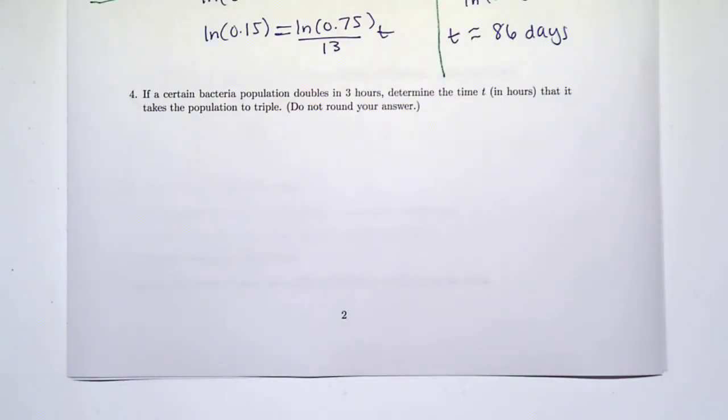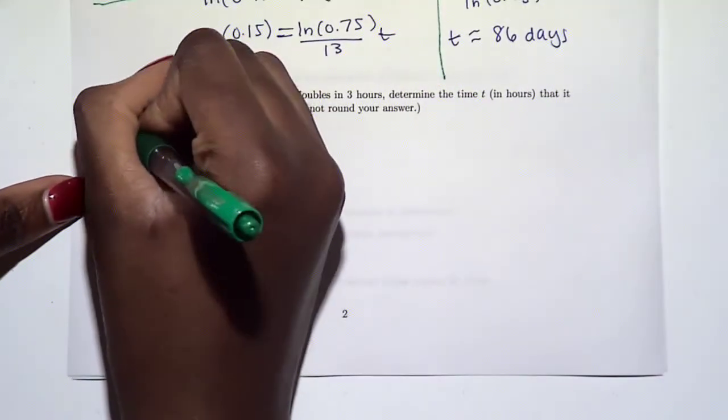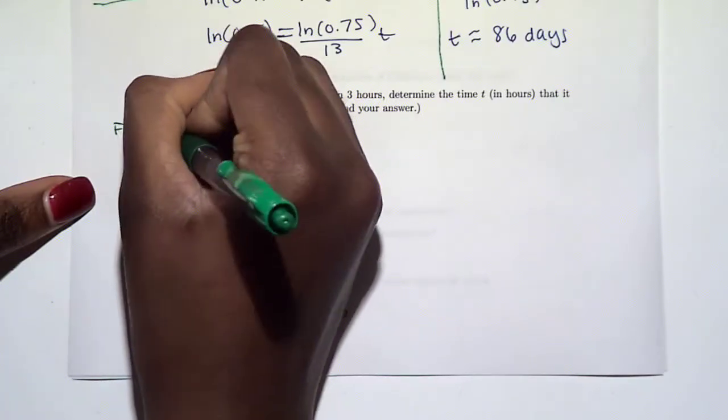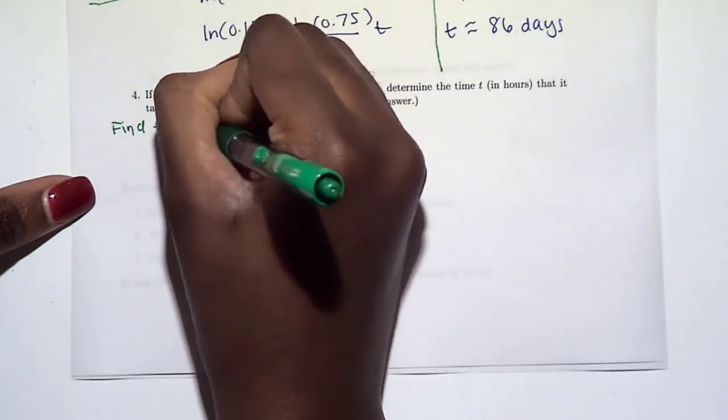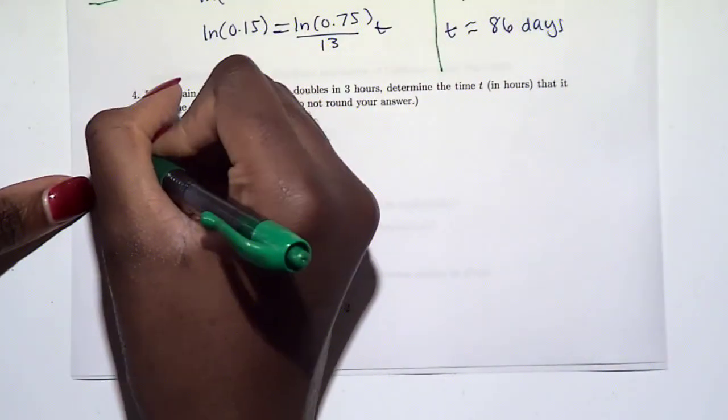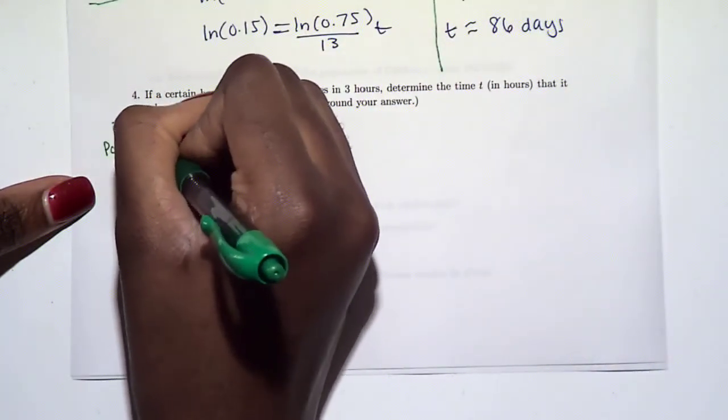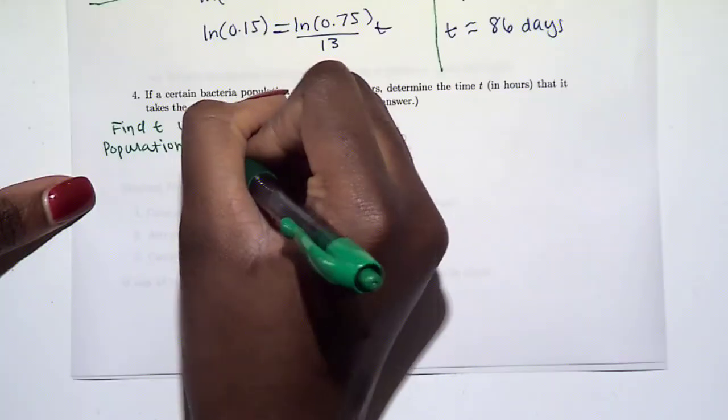Okay, so it says if a certain bacteria population doubles in 3 hours, determine the time it takes the population to triple. All right, so we want to find the time where the population triples.